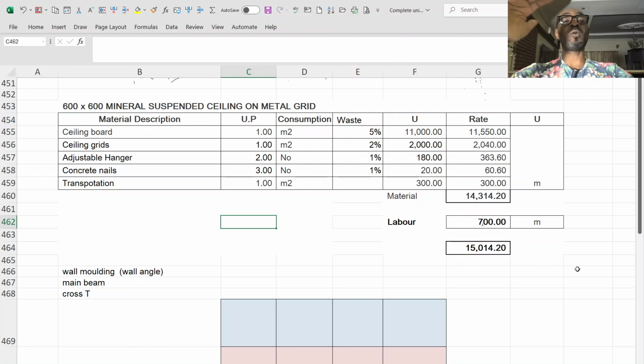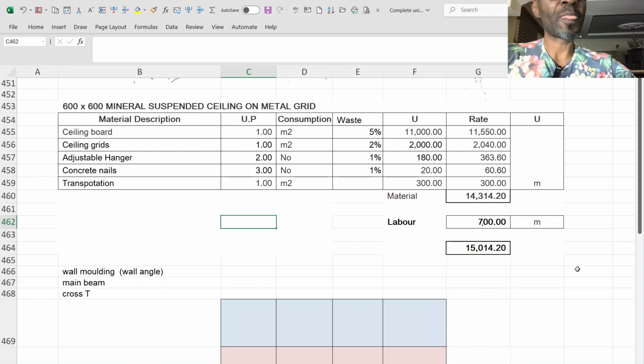Why I am taking my time to explain this is because if you don't understand the methodology, how these things are fixed on site, or any item you are pricing, you might not be able to come out with a fair price. You're going to make bogus assumptions that will either make you overpriced or underpriced. So you must first master the principle of how these things are done on site.